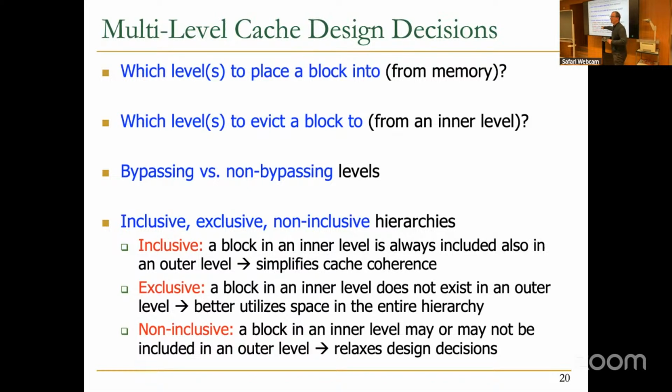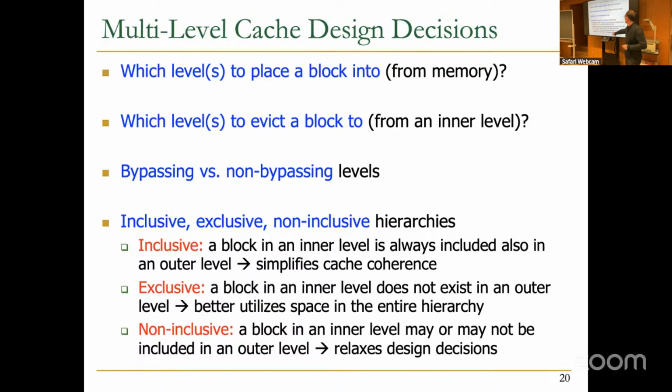Exclusive means a block in an inner level does not exist in an outer level. So L1 is exclusive of L2, which is exclusive of L3, which is exclusive of L4. Hopefully, memory includes all of them, though. Memory, because memory is where you get the blocks from, right? I mean, you could imagine a system where memory doesn't include that, and you go to storage, right? So memory could be exclusive of storage, but that's a design choice that people have not taken yet. But basically, the exclusive is good because it better utilizes space in the entire hierarchy. There's little redundancy, but it makes cache coherence harder because you need to check all of the caches for keeping them coherent. Most processors today use a non-inclusive approach or an exclusive approach.